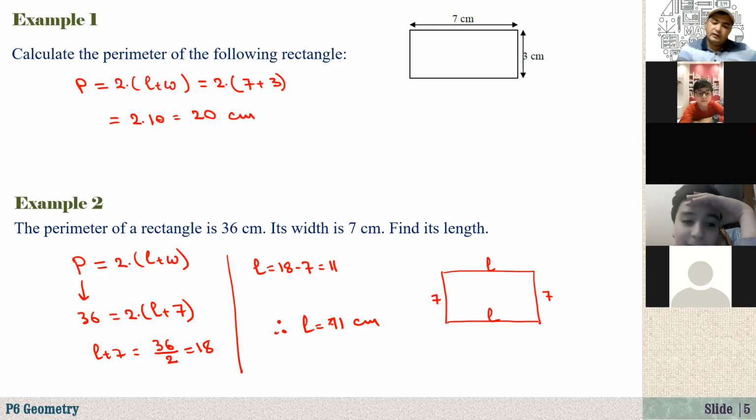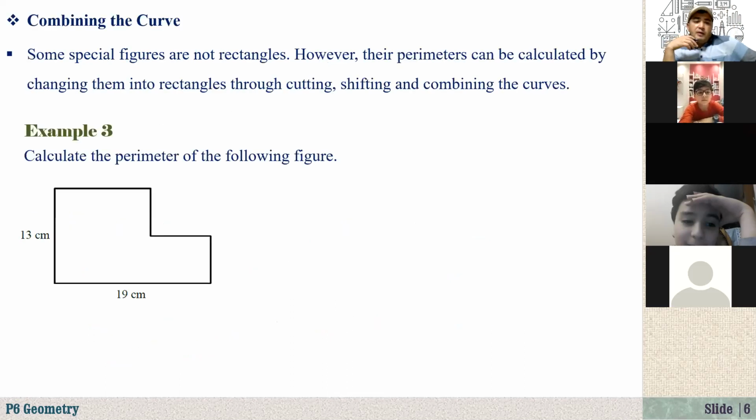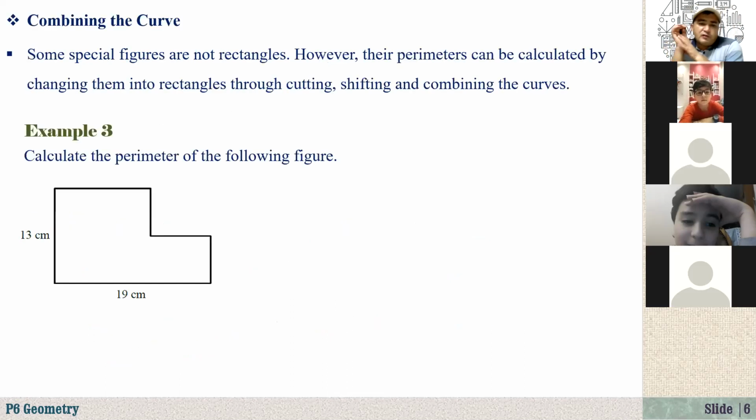Okay, Aydın, is it clear? Yes. All right. Aydın, can you read the first paragraph?